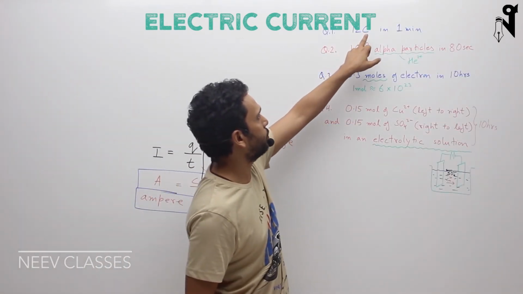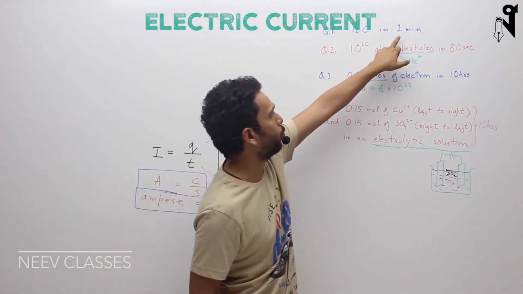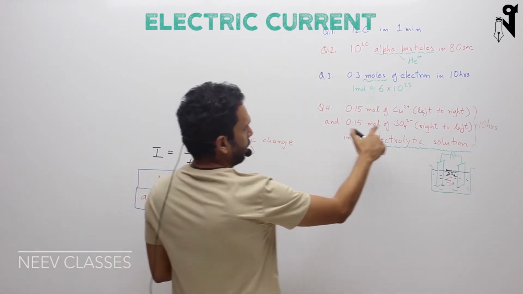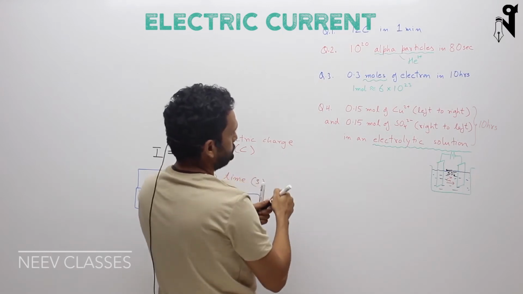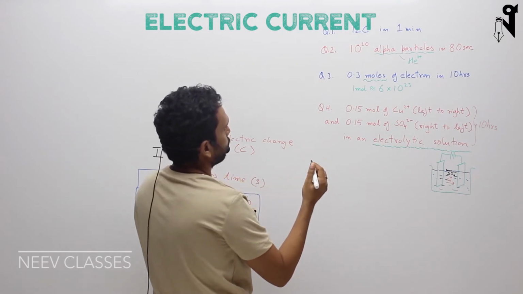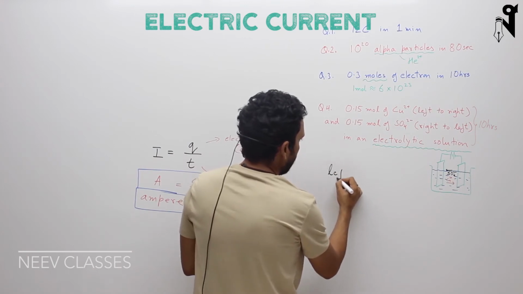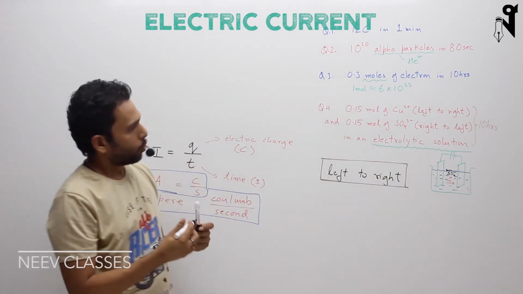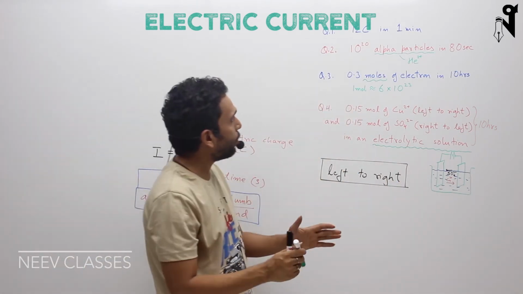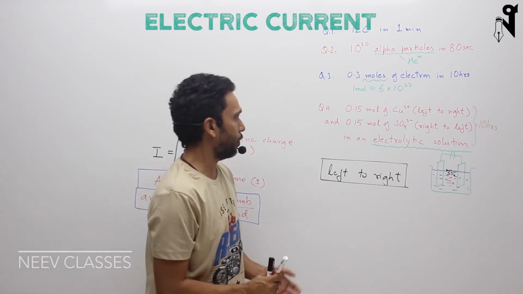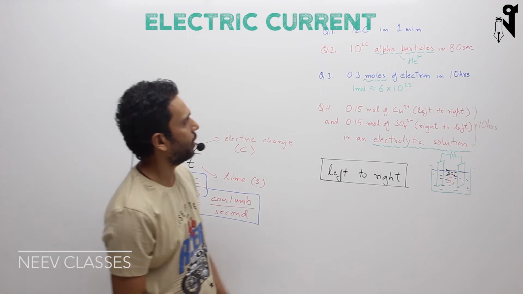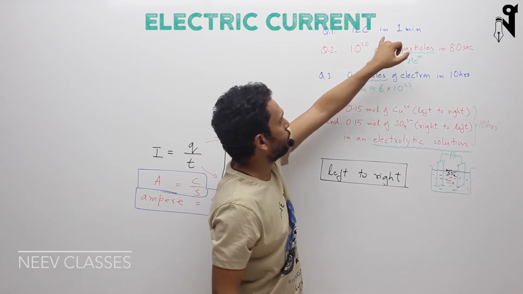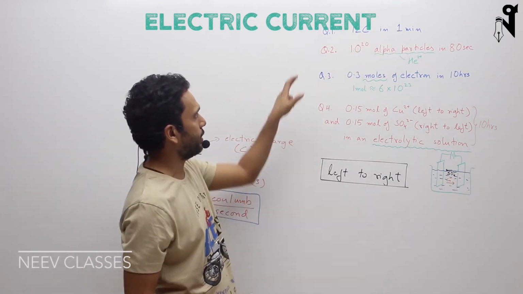You have 12 Coulomb charge flowing across a certain point in 1 minute. So say all of these except for the last one where I have written left to right, all of these, the mentioned charges are going from left to right. So what I need you to find out is how much is the current and what is the direction of the current. I have not commented on the direction of the current yet, but I want you to answer that first. So 12 Coulomb charge flows across a certain point in 1 minute is your first question.